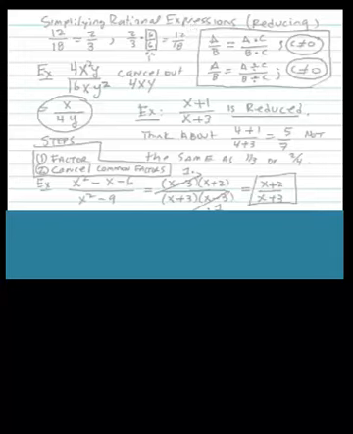In this session, we will take a look at simplifying rational expressions, reducing. When we think about reducing, we think about canceling out common factors. For example, the fraction 12 over 18 is the same as the fraction 2 over 3 because 6 goes into 12 2 times and 6 goes into 18 3 times. That tells us that the fraction 2/3 is the same as the fraction 12 over 18.